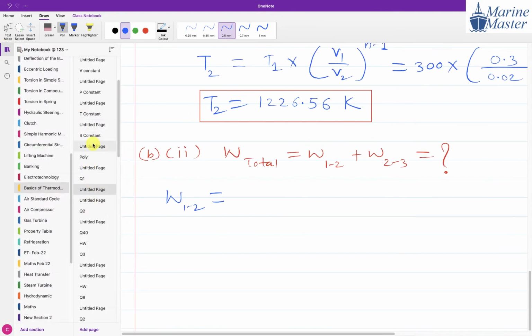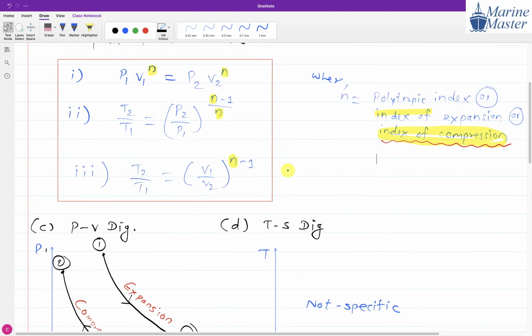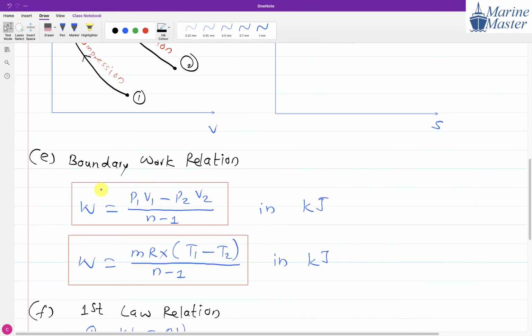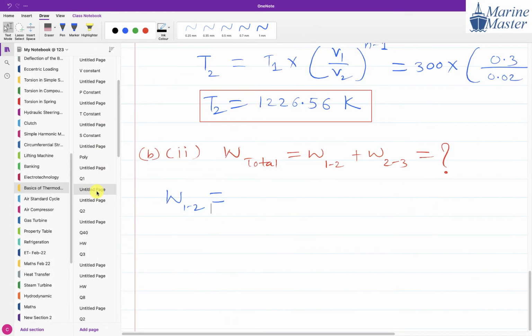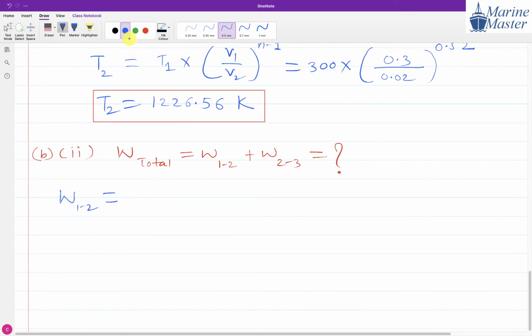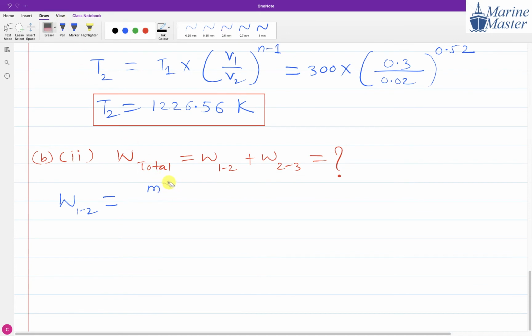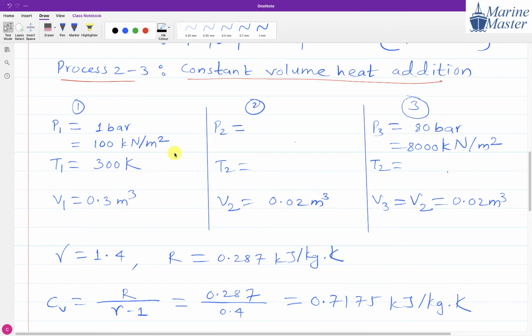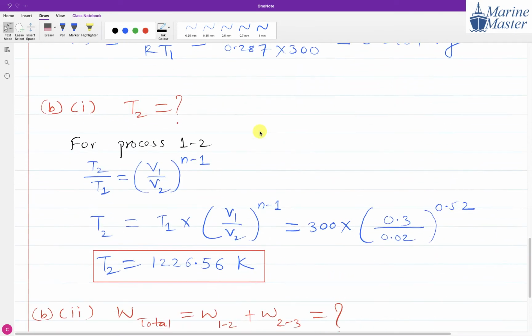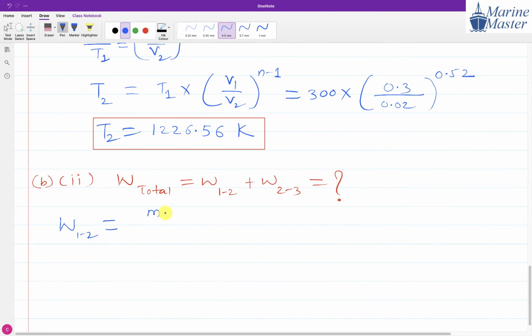For the polytropic process work done, we have 2 relations. P1V1 minus P2V2 by n minus 1. The second one is mR(T1 minus T2) upon n minus 1. Out of these we generally prefer the mass relation, mR. It is not necessary; we could use both relations because we have pressure, but for point 2 we don't have a pressure. So we will use the second relation, the temperature relation.